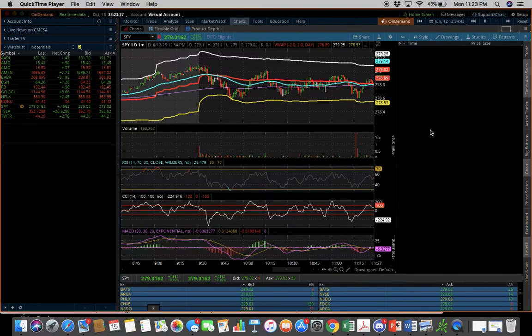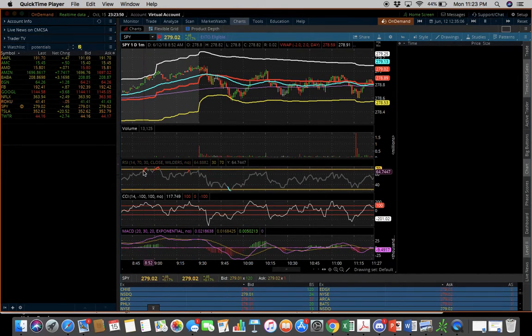So the RSI is the relative strength indicator, and it pretty much tells you when a stock is overbought or oversold. It has two extreme ranges: 30 for oversold and 70 for overbought. The theory is that when it crosses over 70 and then comes back down, that's an indication for you to sell. And when it crosses under 30 and then goes back over 30, it's an indication for you to buy.